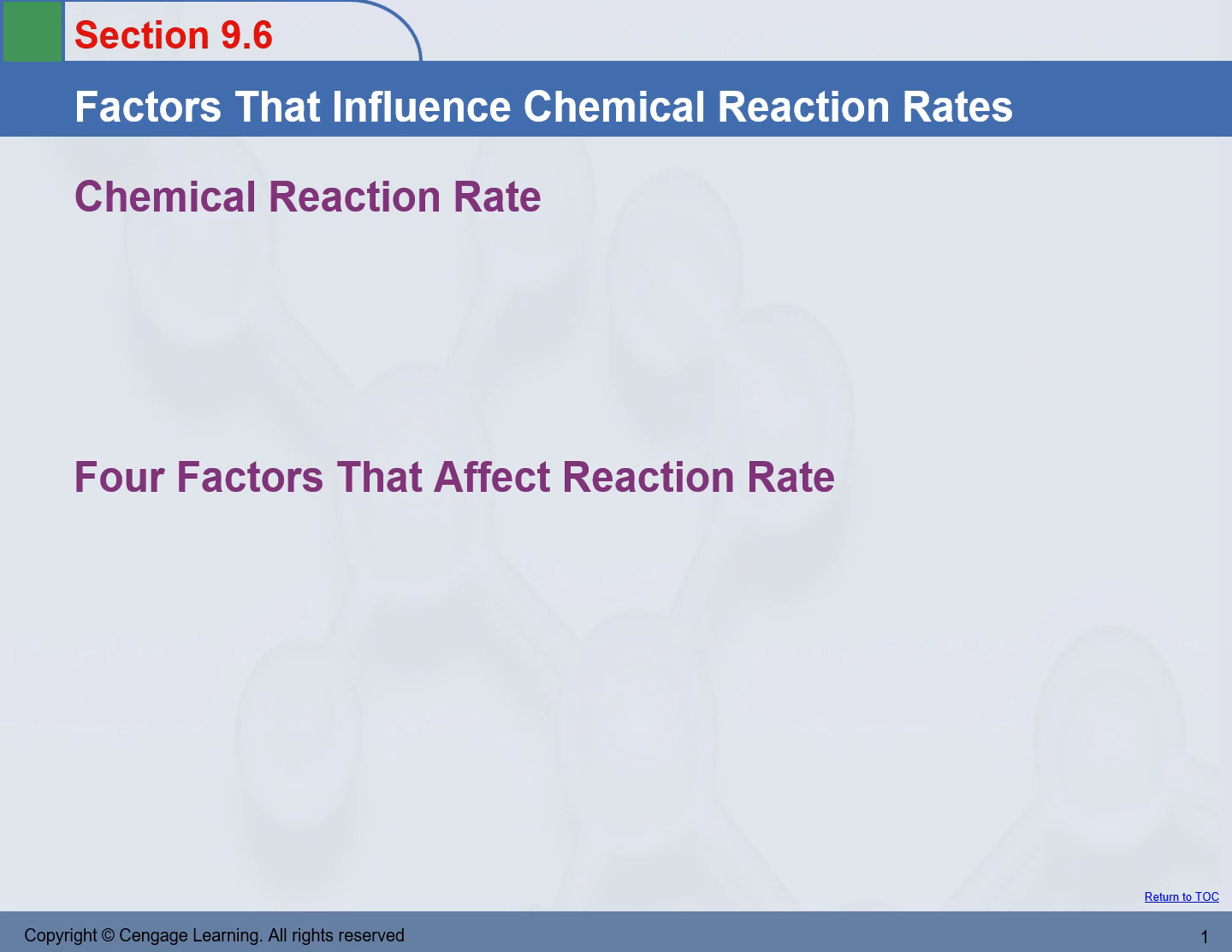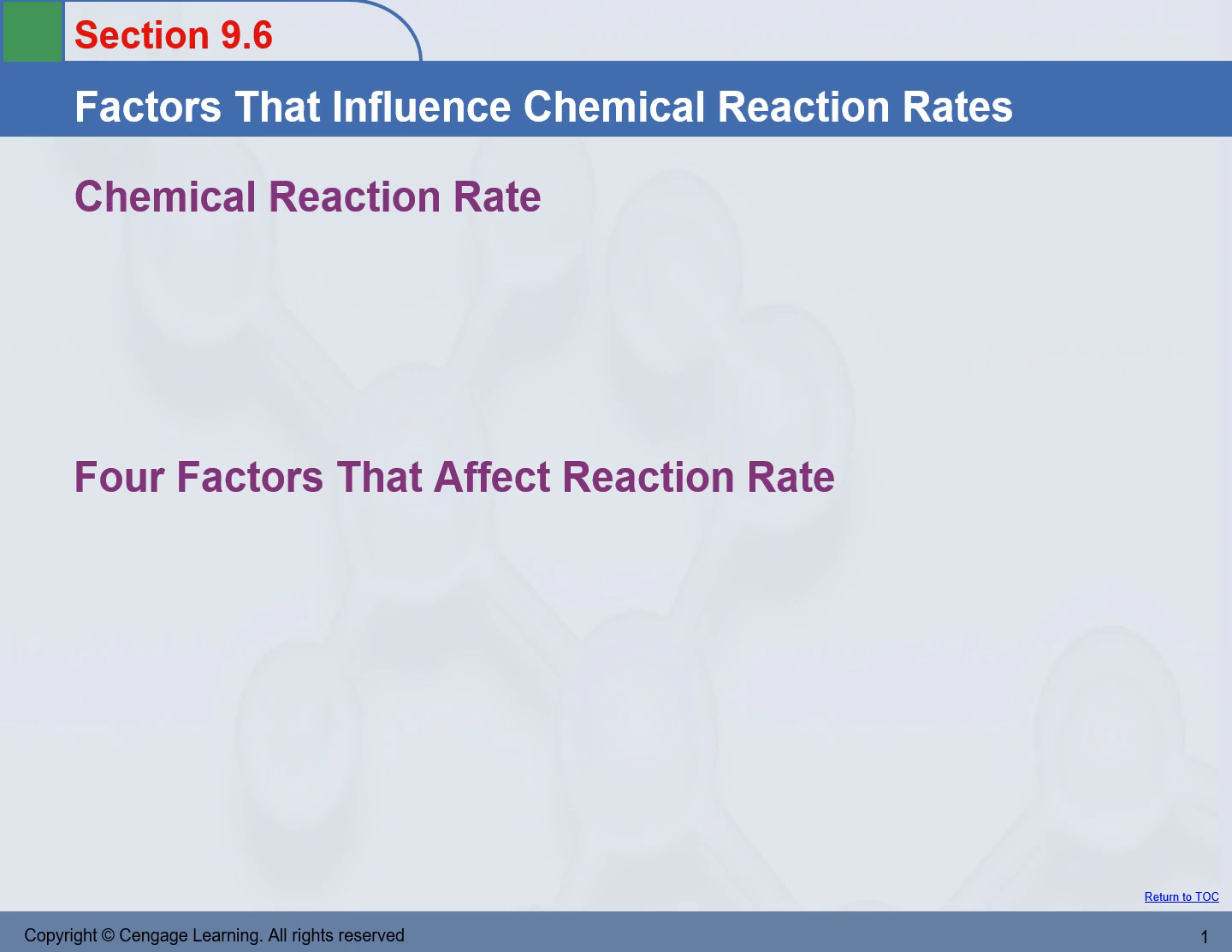They need to collide really hard so that they can overcome the minimum energy required for a reaction to take place. That minimum energy required for a reaction to take place is called activation energy. The third factor is the collision orientation. They need to collide at the correct spot.